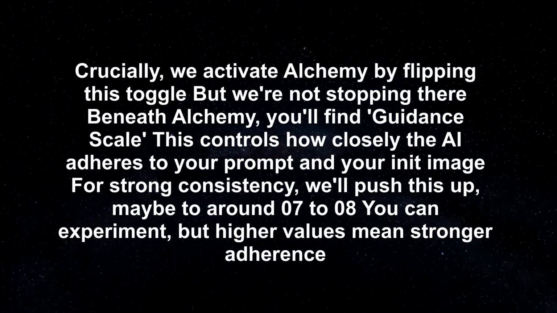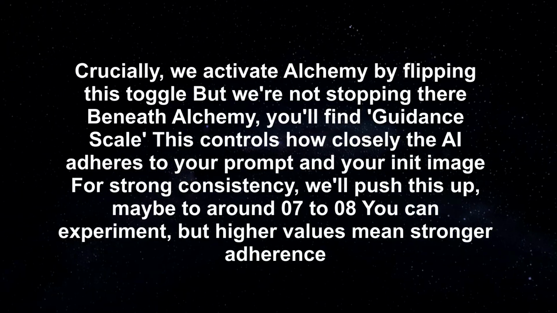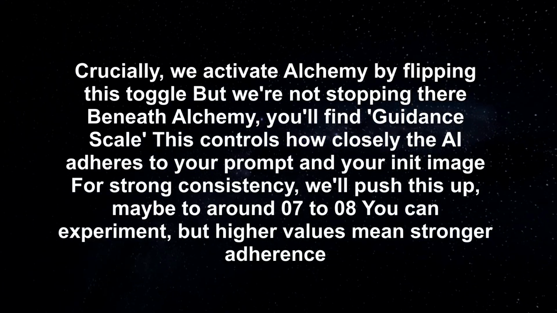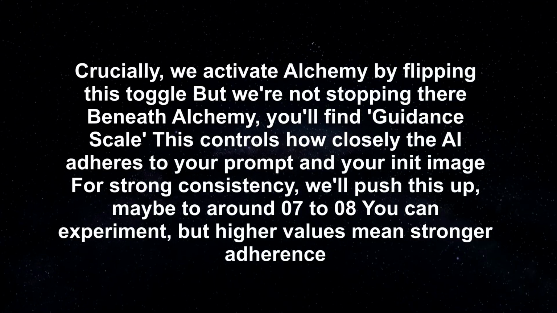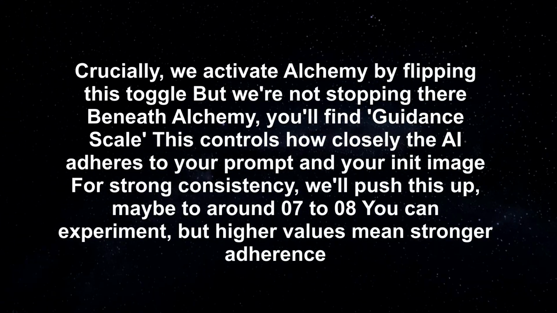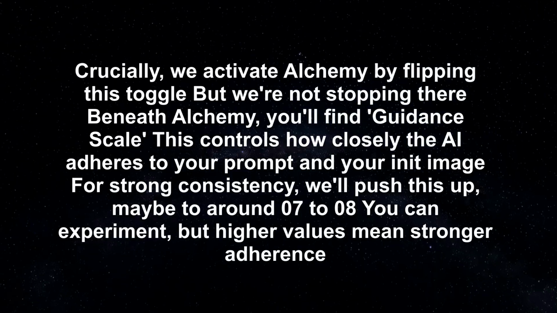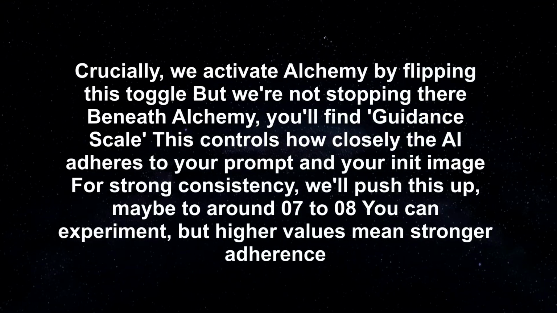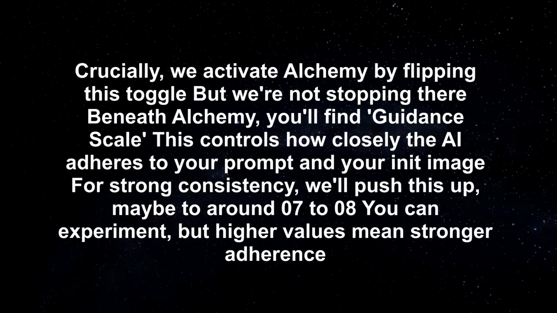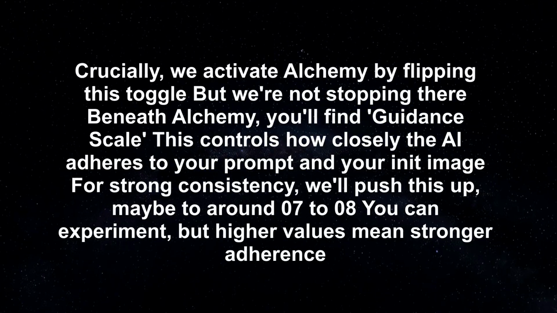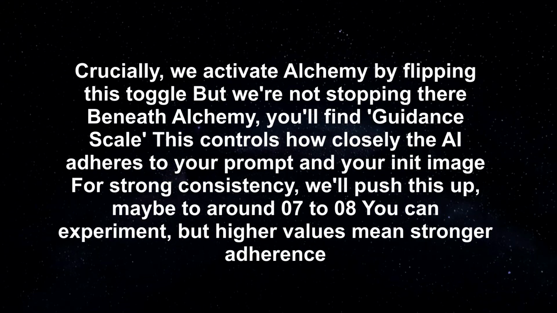Crucially, we activate Alchemy by flipping this toggle, but we're not stopping there. Beneath Alchemy, you'll find Guidance Scale. This controls how closely the AI adheres to your prompt and your init image for strong consistency. We'll push this up, maybe to around 7 to 8. You can experiment, but higher values mean stronger adherence.